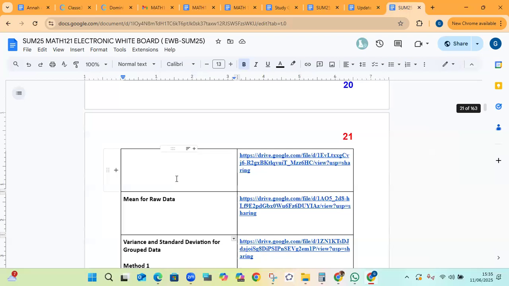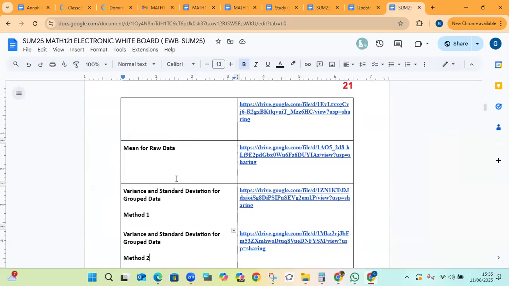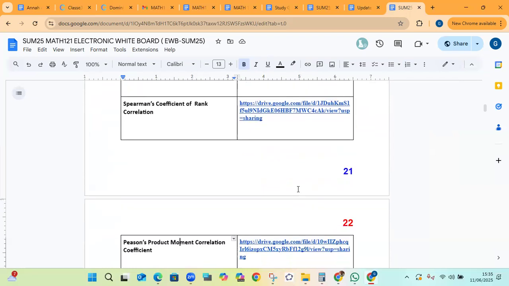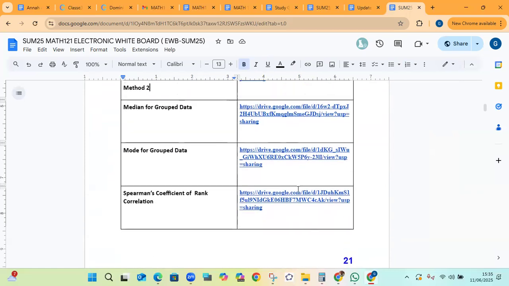Here you have recordings for median for grouped data. All this is for ungrouped data. Here it is, median for grouped data. Apart from the weekly notes, mode for grouped data, Spearman's, Pearson's product moment, here it is, for grouped data. Apart from these recordings, you can use the weekly notes also.